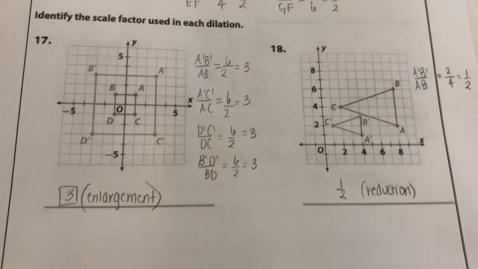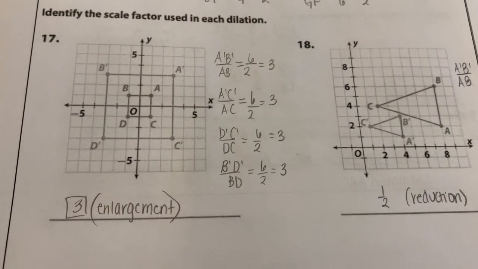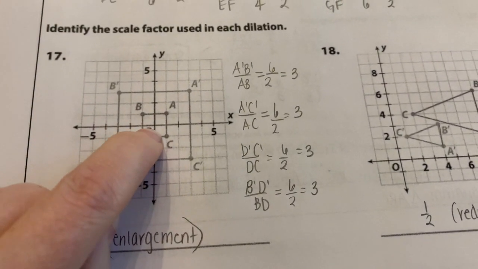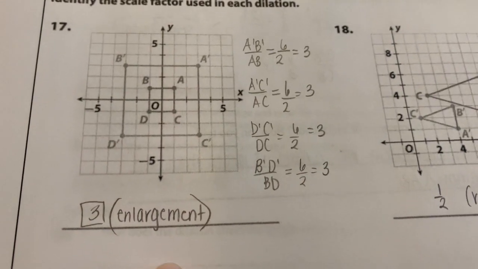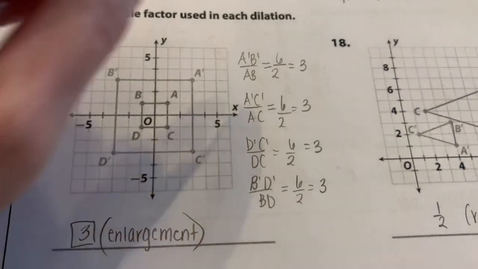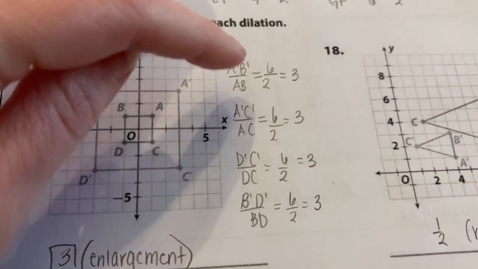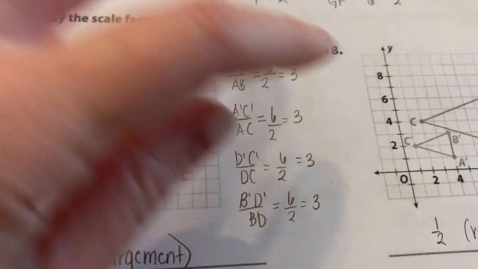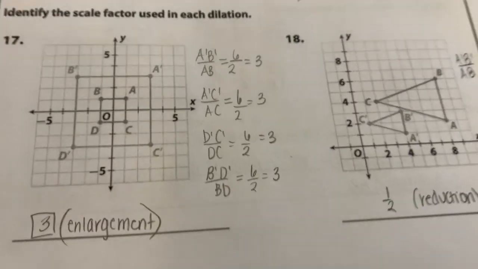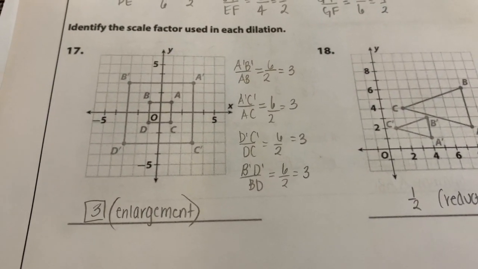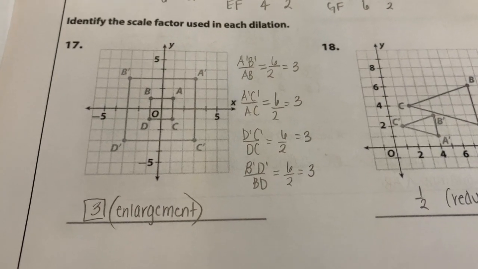Okay guys, so when you look at 17, what you should notice is that the original is smaller. So because the image is getting larger, this is going to be an enlargement. When you compare each of the ratios from the image to the original, you can see that they're squares, so they're all going to be the same. And each time, the ratio is 6 to 2, which is 3. So your scale factor for number 17 is 3.